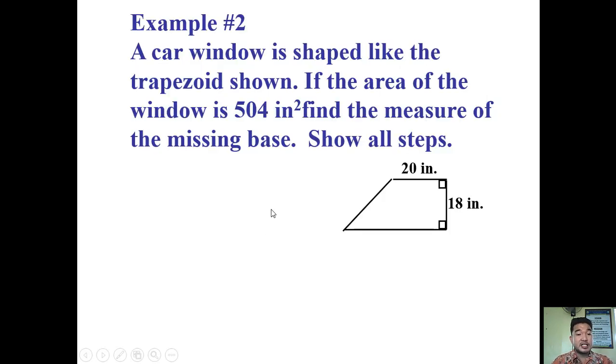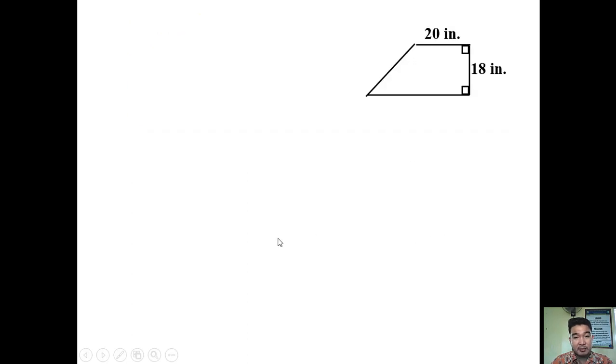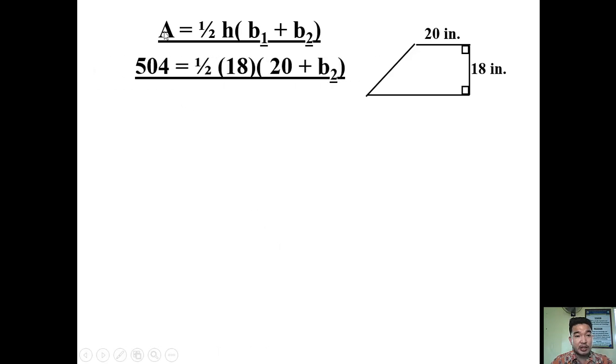Let us have another example. A car window is shaped like the trapezoid shown. If the area of the window is 504 square inches, find the measure of the missing base. Show all steps. In this case, the given value is the area of the trapezoid. Tapos meron din tayong base at saka measurement of the height. Ang hahanapin natin ay yung measurement ng other base. So we just write the formula and then substitute all the values.